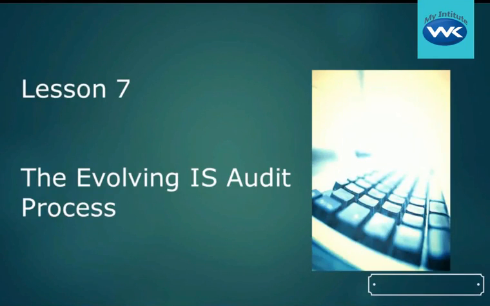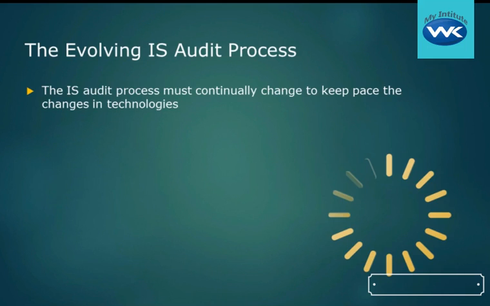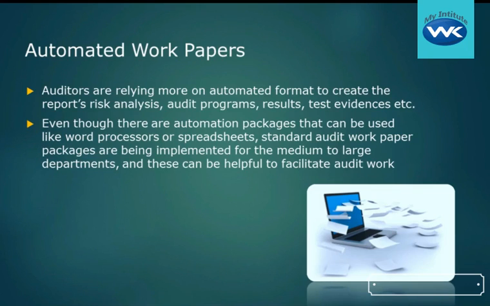In this lesson, we're going to talk about the evolving IS audit process, which is something we realize has to continually change to be able to keep up with the changes in technologies. One of the things we see is what we call automated work papers.